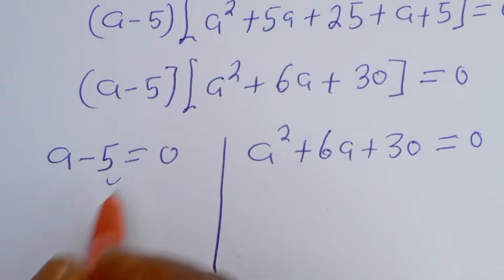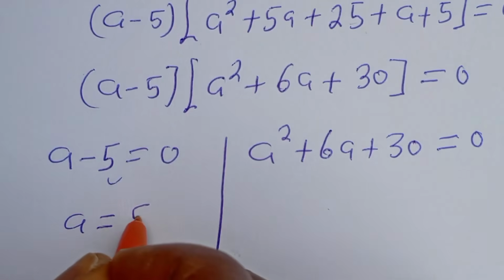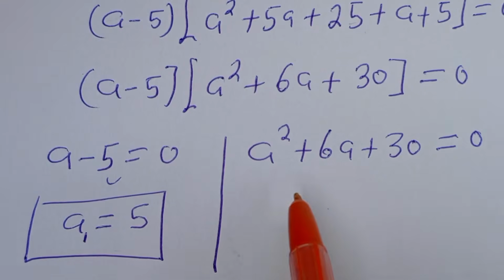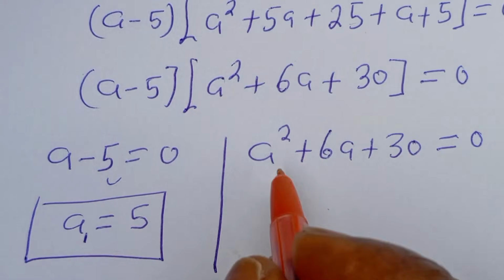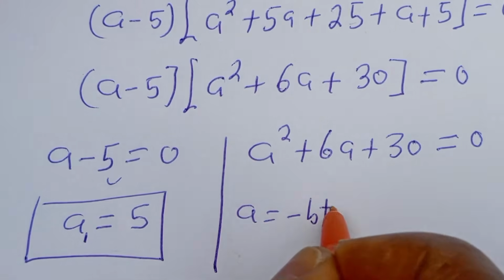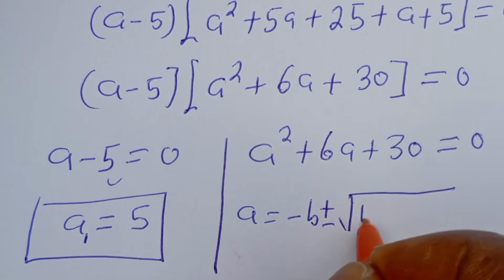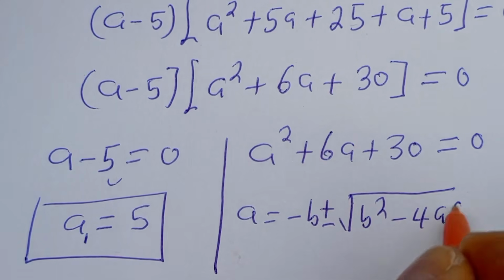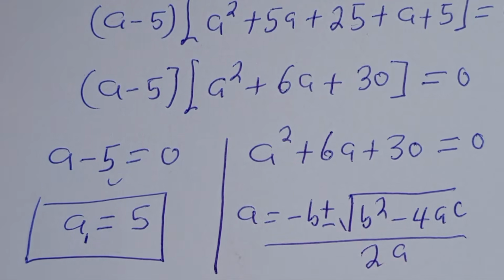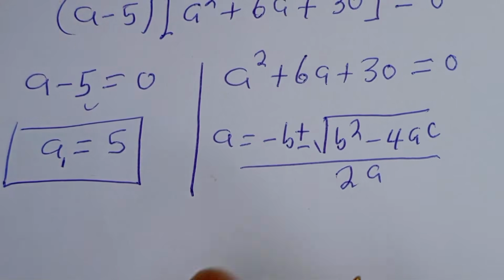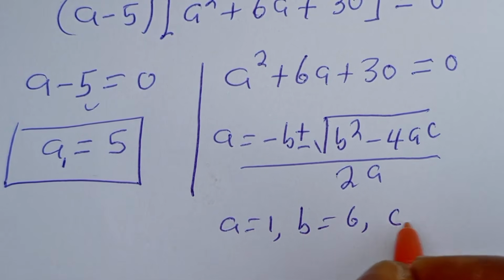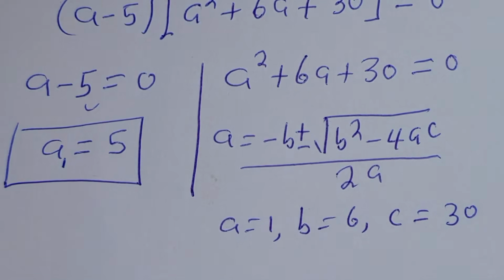And from the first case here, a is equal to 5. Let's call this a1. Also from the second case, we can solve this using quadratic general formula. And our quadratic general formula in this case is giving us a is equal to minus b plus or minus square root of b square minus 4ac over 2a. Then from this equation, a is equal to 1, b is equal to 6, c is equal to 30.